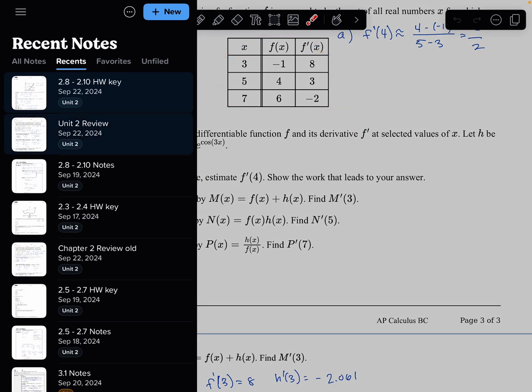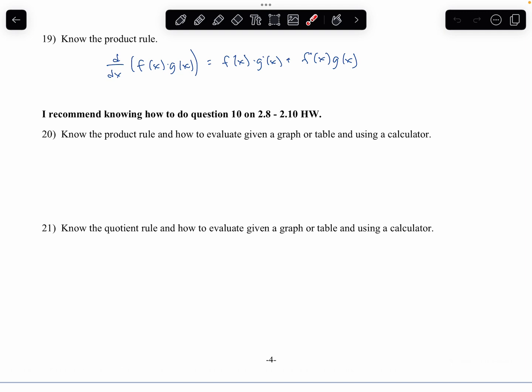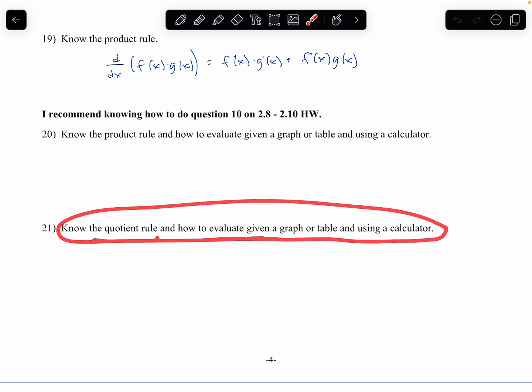But yeah, so know how to use the product rule to evaluate given a graph or a table, one of those two, and using your calculator. Know the quotient rule, how to evaluate given a graph or a table, so same thing.